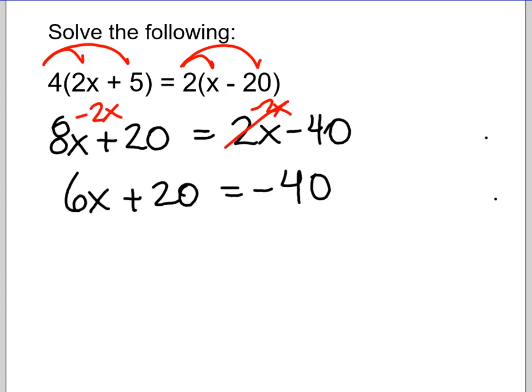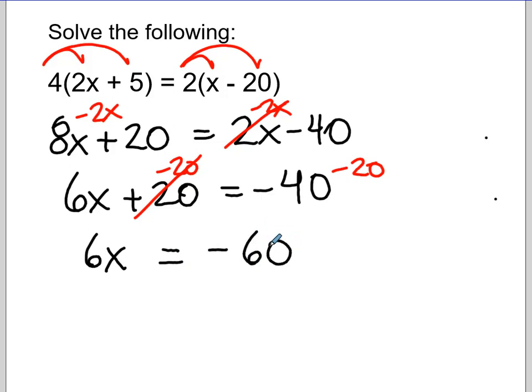I then want to subtract away this adding of 20. Okay, those cancel. That's my goal. I'm trying to get this x by itself or isolate it. Remember, that's the key word. So now negative 40 minus 20 is negative 60. And then my last step is I'm going to divide both sides by 6. And I end up with x equals negative 10. And there's my answer.